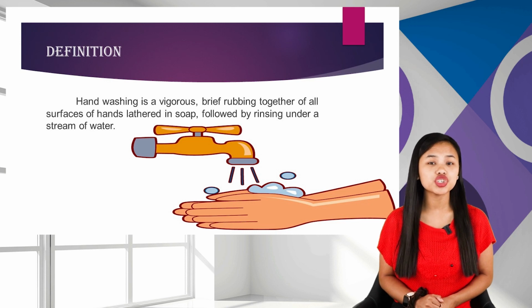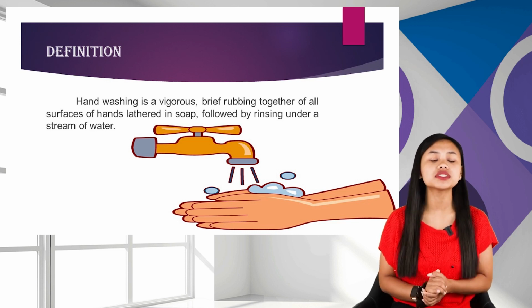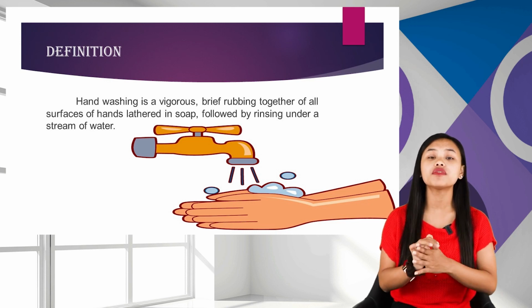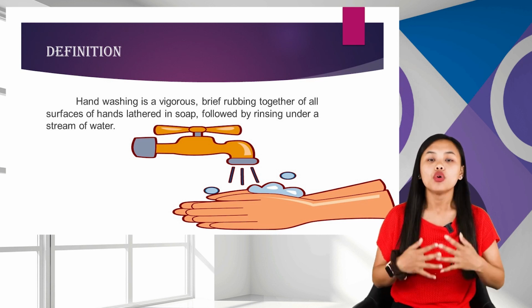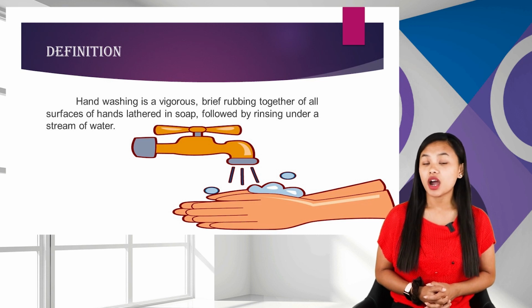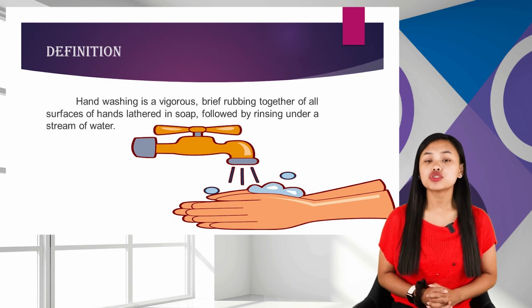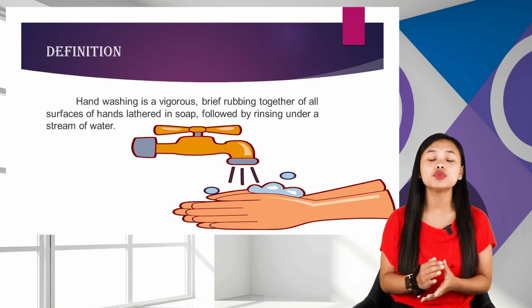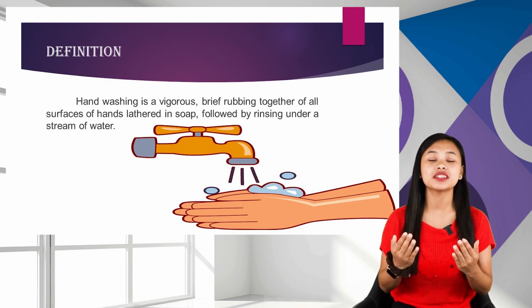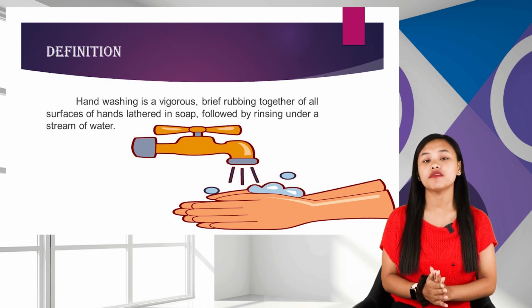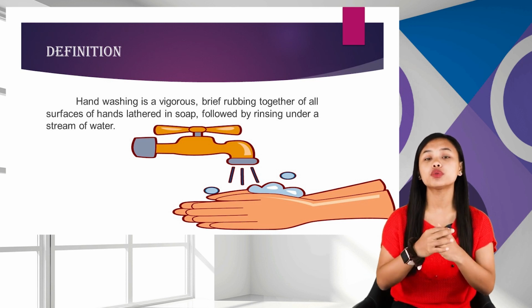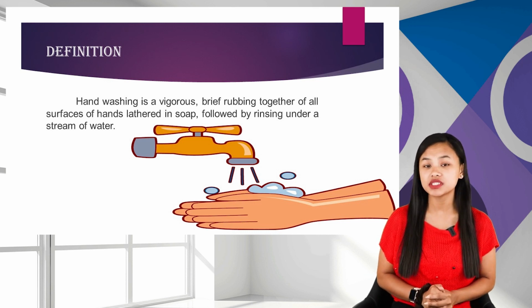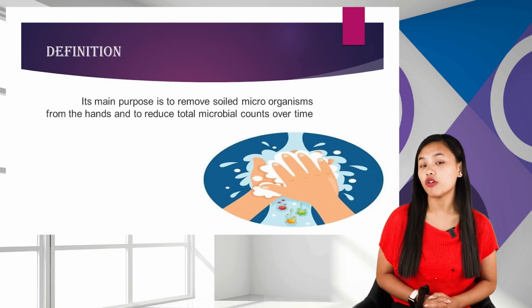So here, hand washing is defined as a vigorous, brief rubbing together of the surfaces of the hand after it is lathered with soap, which will be followed by rinsing it under the stream of water. So whenever we wash our hands, we need to make sure that we first lather it with soap. After we have lathered it with soap, we need to rub the surfaces of our hands, which will then be followed by rinsing it under the stream of water.